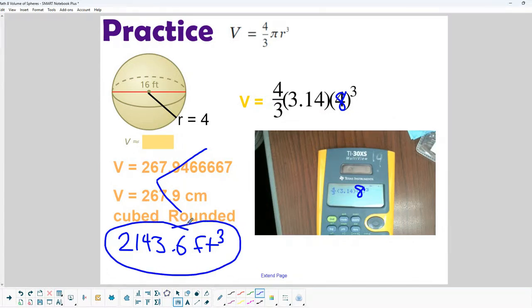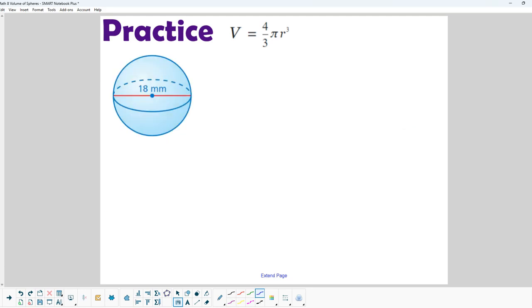So hopefully you didn't put in too much extra writing when I threw you off there, but that should have been an 8. So watch out for that. When you have this diameter, sometimes people just put in the whole diameter and forget to turn it into a radius. So make sure you watch out for problems like that. Let's take a look at the next one and make sure I did that one right.